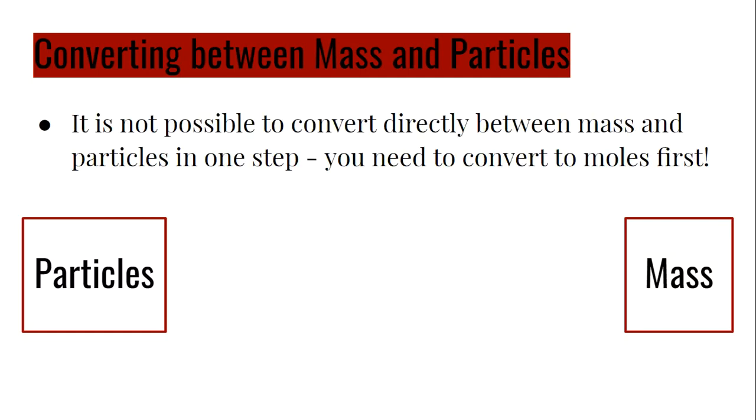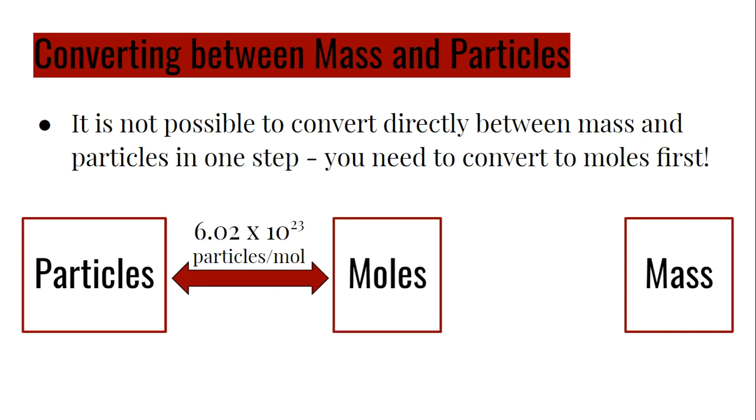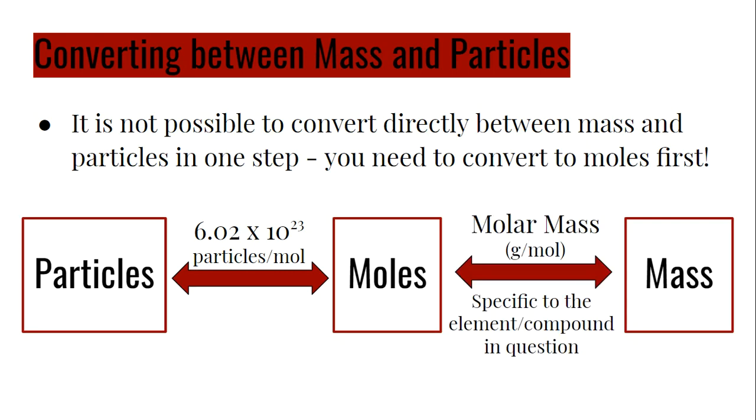We can't go directly in one step. We have to go through moles. So if we have particles, we need to convert to moles using Avogadro's number. Once we're at moles, we can then convert to mass using the molar mass for that specific element or compound in the question. Or we can go the other direction. If we start with mass, we can convert to moles using molar mass, and then to particles using Avogadro's number.